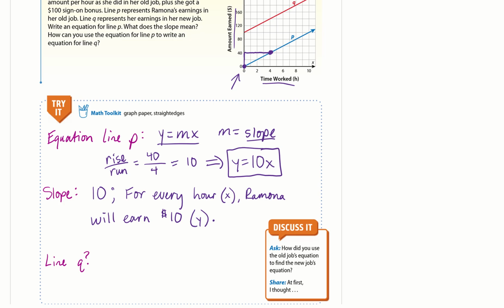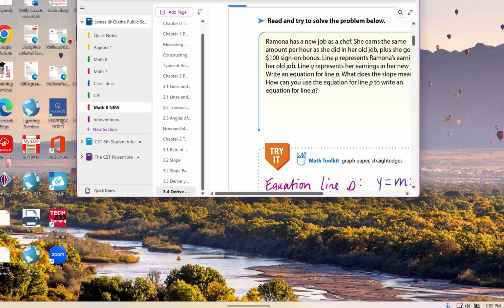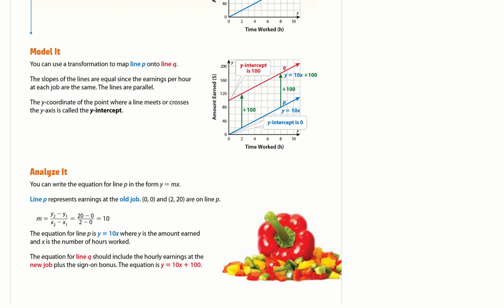Okay, and then like I said, we're going to move on past line Q. So go ahead and move on to the next page of your book for me real quick. All right, so I'm on page 204 here in the book, and you can see the model it.